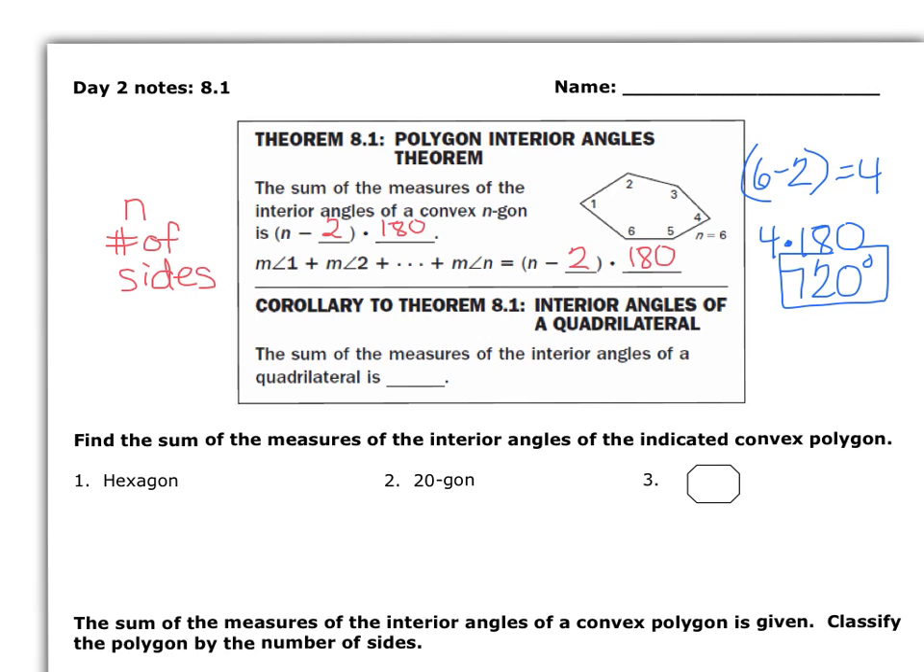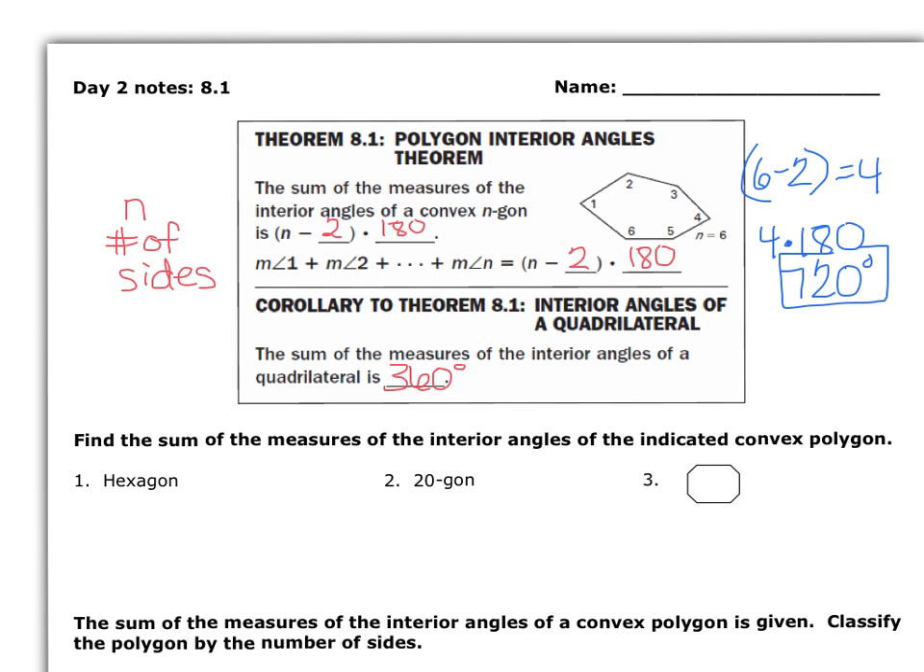Now, also what we need to know is that inside every quadrilateral is 360 degrees. So that's just something that's easy to remember, so you don't have to do the n minus 2 times 180, that all quadrilaterals are 360 degrees. So let's do some examples.